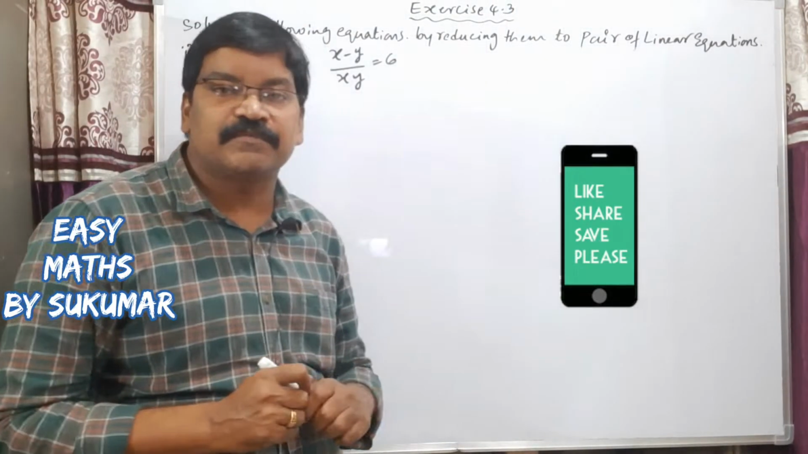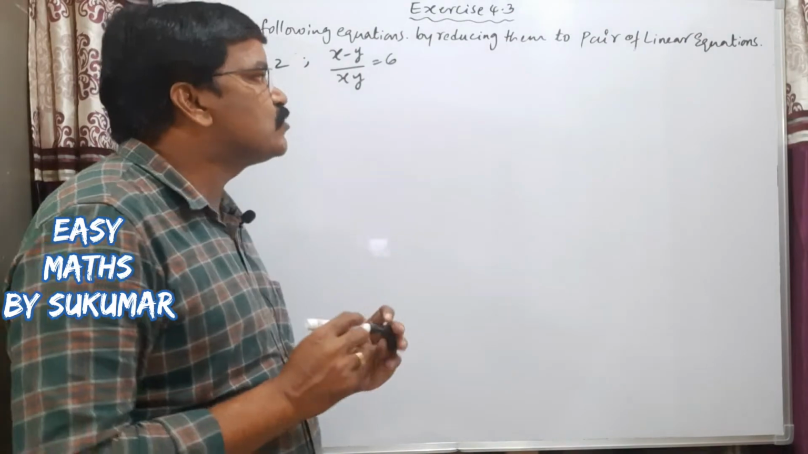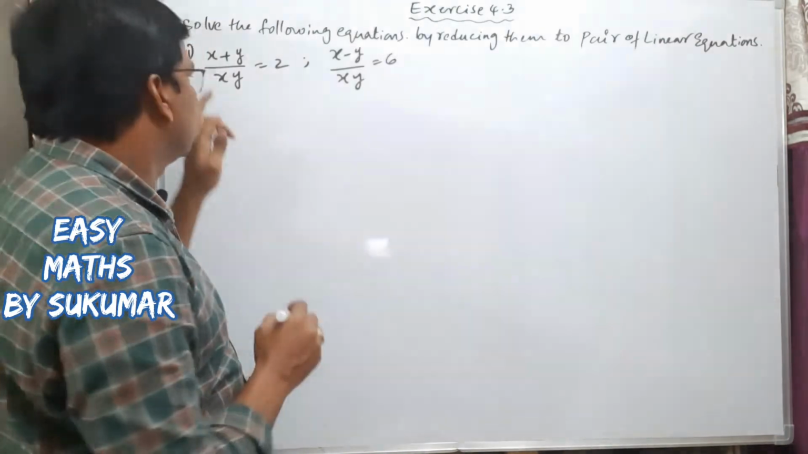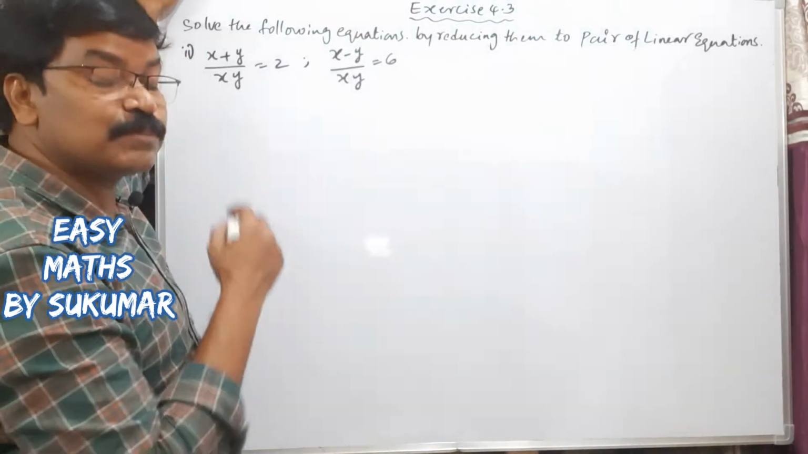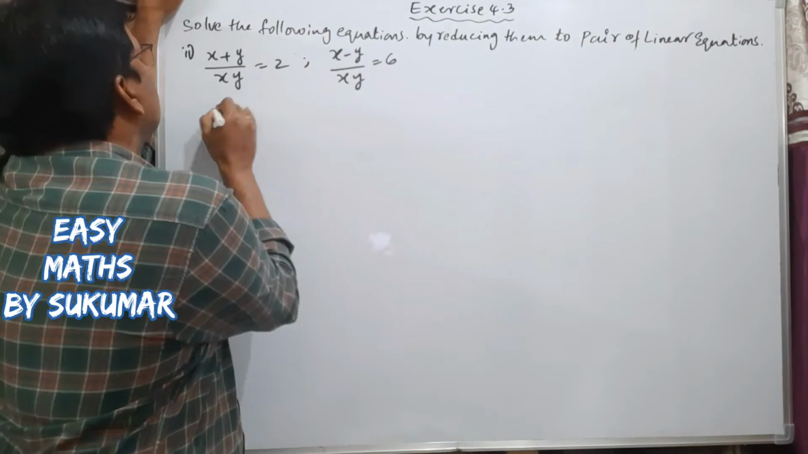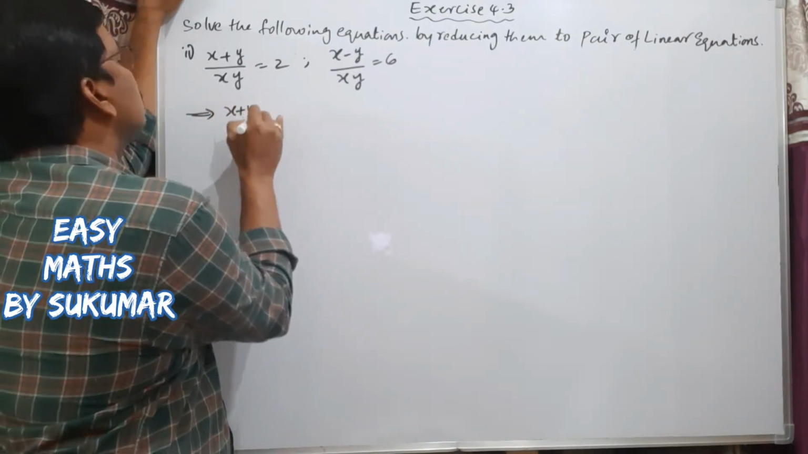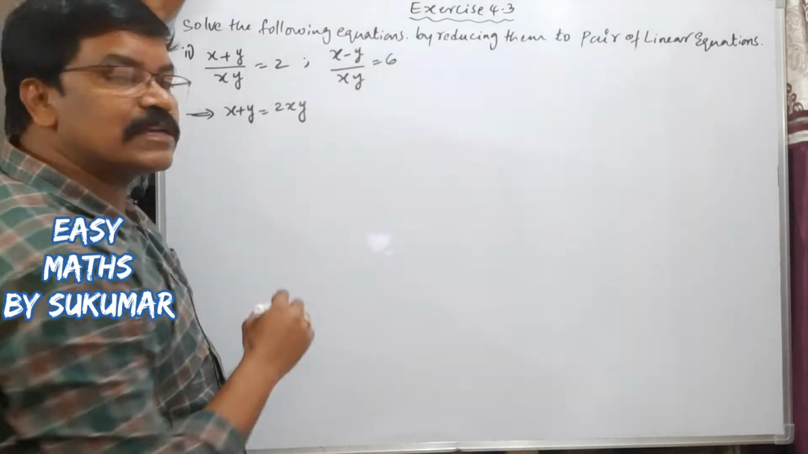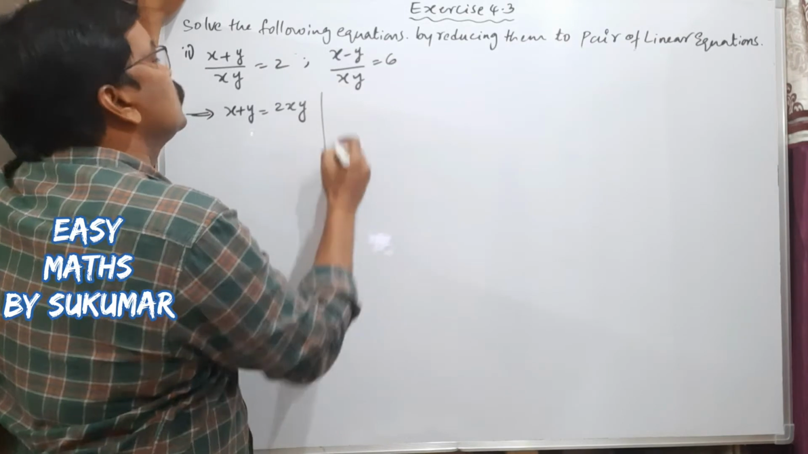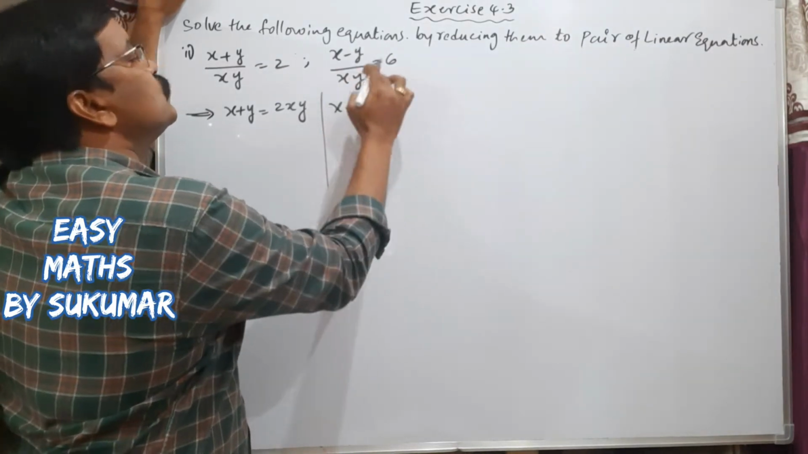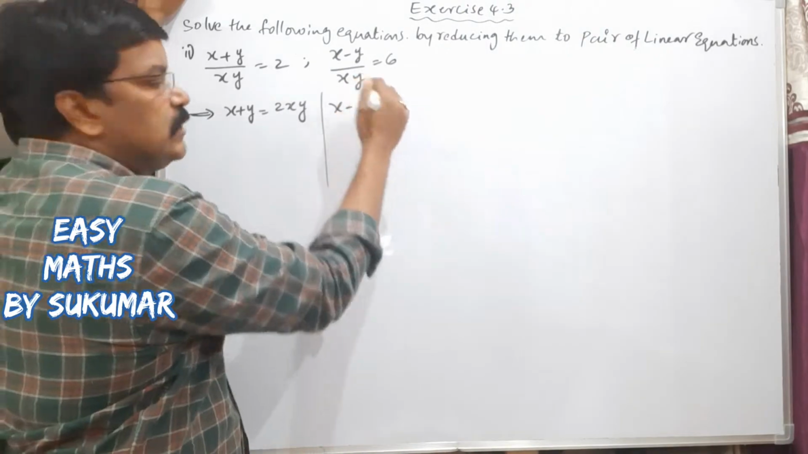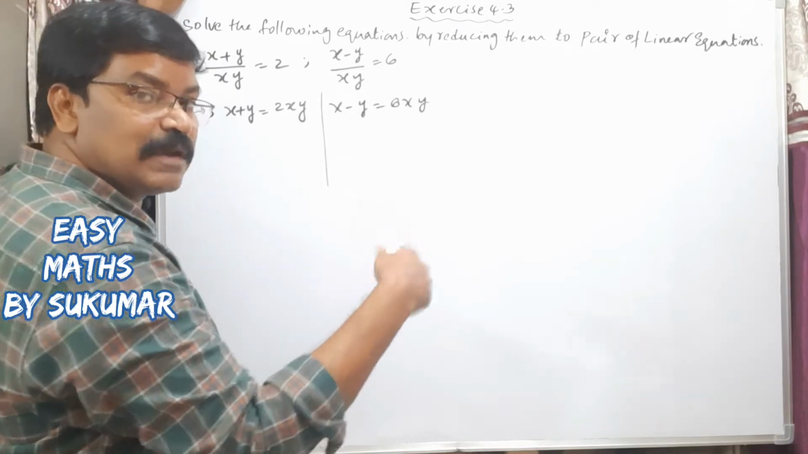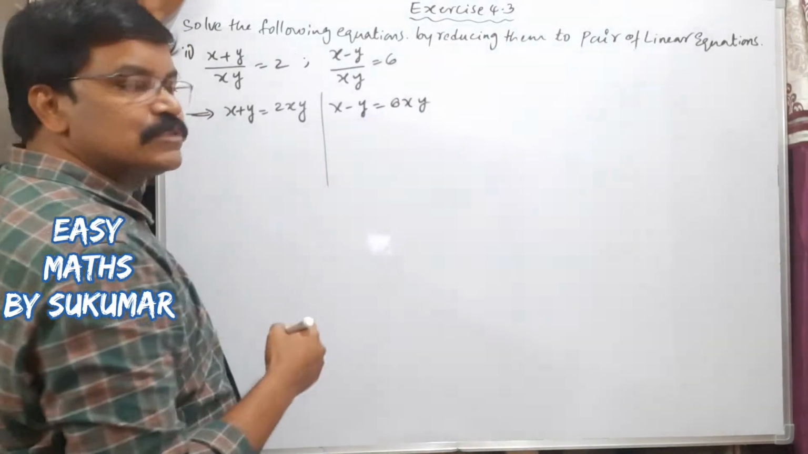Coming to the second bit in this first set, solve the following equations by reducing them to a pair of linear equations. Okay, what is the first equation given? The first equation is (x plus y) by xy is equal to 2. See my dear students, here x plus y is equal to, just transpose this xy to the other side, then it is equal to 2xy. Similarly here also, (x minus y) by xy, the xy is in the denominator, so when it goes to the right hand side, it becomes multiplication. Right, x minus y is equal to 6xy.